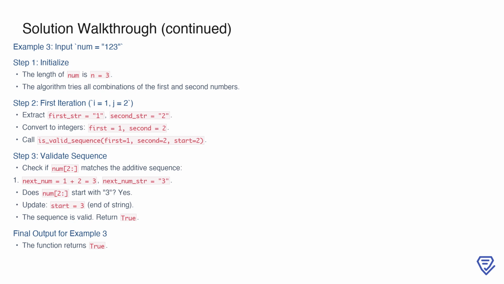We then call is_valid_sequence with these values and a starting index of 2. During validation, we calculate next_number equals 1 plus 2 equals 3 and find that the string starting at index 2 begins with 3. Since this brings us to the end of the string, the sequence is valid, and the function returns true for this example as well.